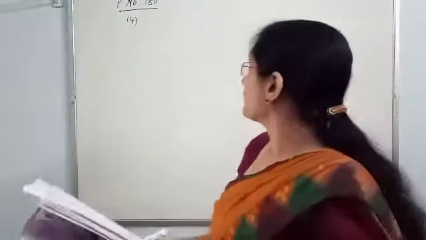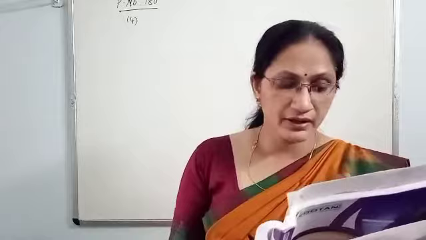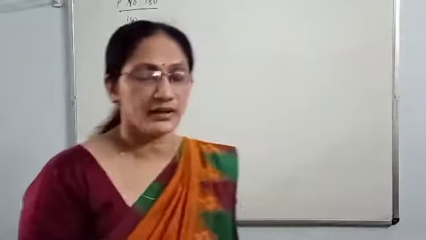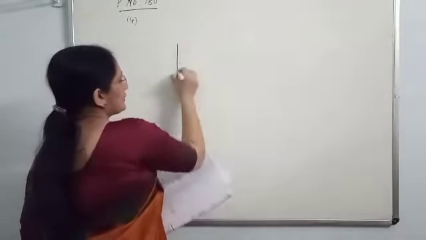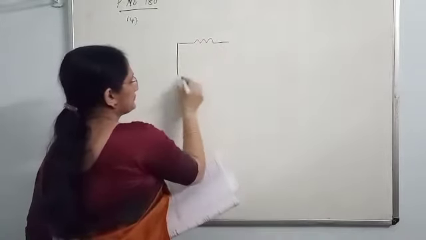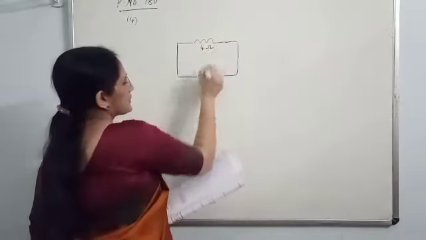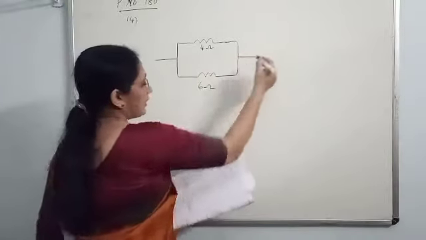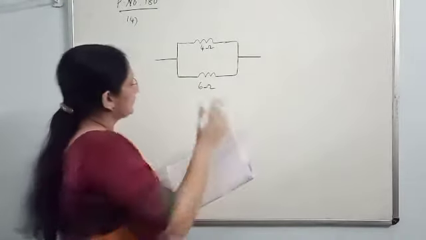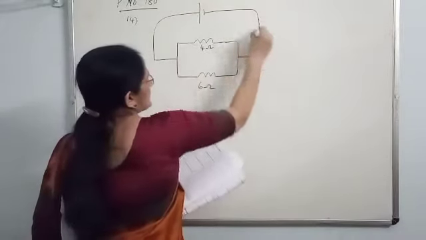Next from page number 180, question number 14. Two resistors of 4 ohm and 6 ohm are connected in parallel to a cell to draw 0.5 ampere current. Draw the circuit diagram and calculate the current in each resistor. How will you make the diagram? There are two resistors connected in parallel. One is of 4 ohm, the other one is of 6 ohm, parallelly connected to a cell.